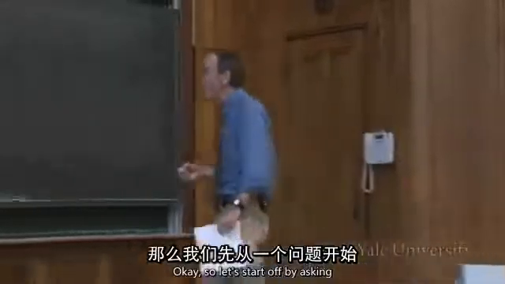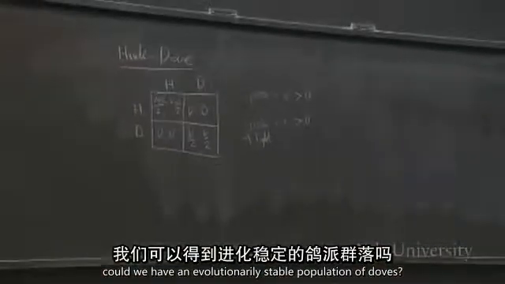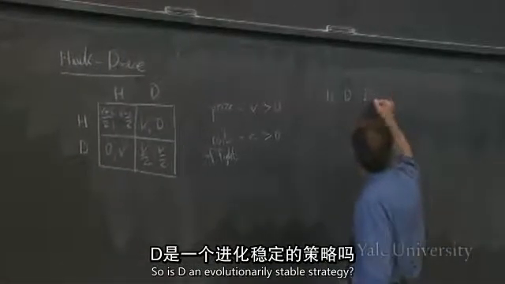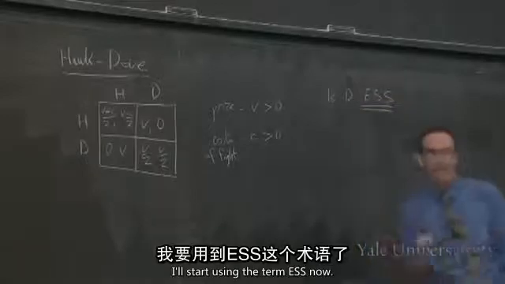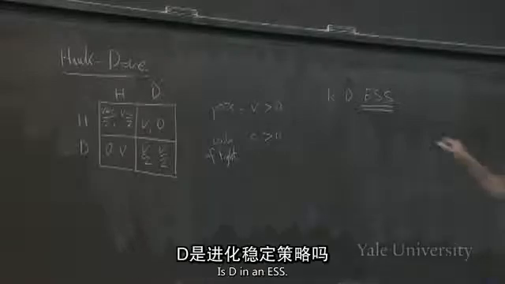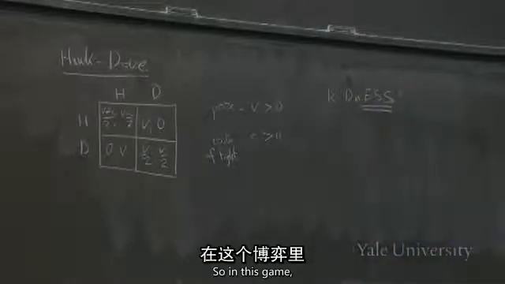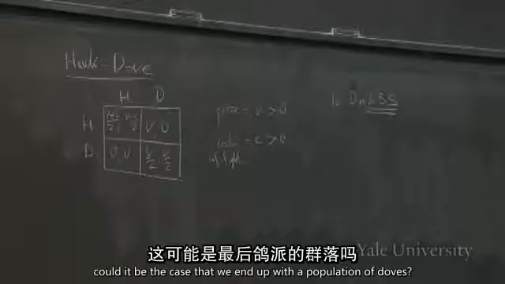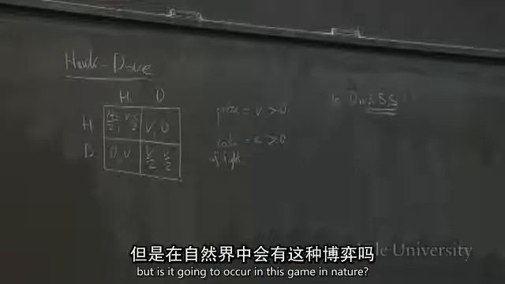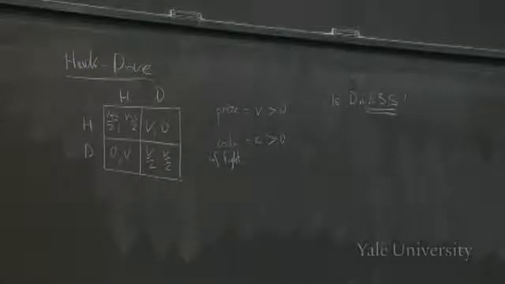Okay, so let's start off by asking, could we have an evolutionarily stable population of doves? So is D an evolutionarily stable strategy? I'll start using the term ESS now. So ESS means an evolutionarily stable strategy. Is D an ESS? So in this game, could it be the case that we end up with a population of doves? Seems a nice thing to imagine, but is it going to occur in this game in nature? What do people think? How do we go about checking that? What's the first step?